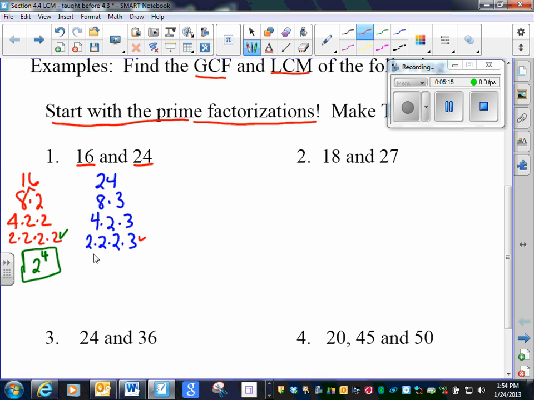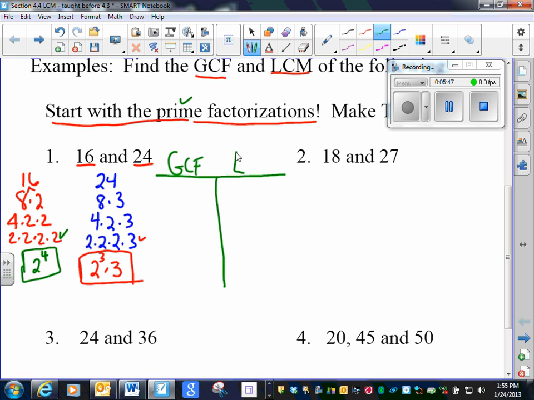And now since I have two bases, a 2 and a 3, I'm going to write the smallest base first, the next bigger base second. And I'm going to put a dot in between them to show that it's a multiplication process. So I've completed the first step of my GCF and LCM, prime factorizations. The next thing you do is make a T-chart. It looks like this. On one side, we're going to do the greatest common factor. On the other side, we're going to do the LCM.